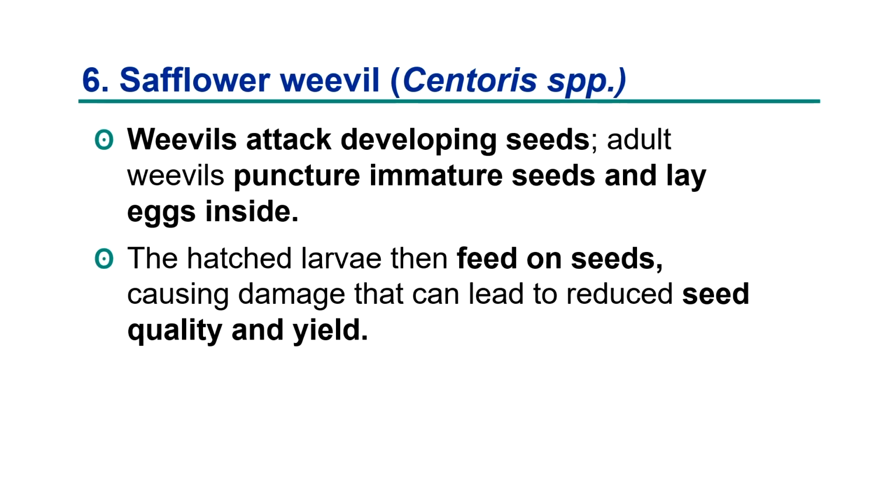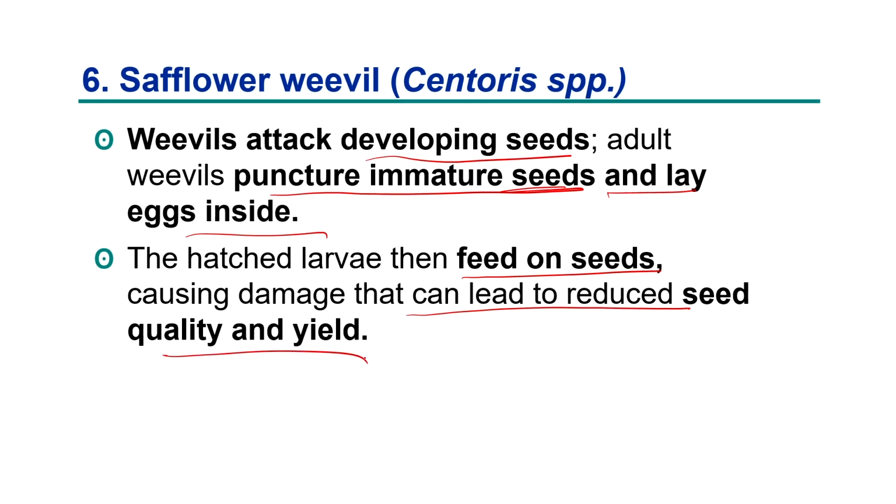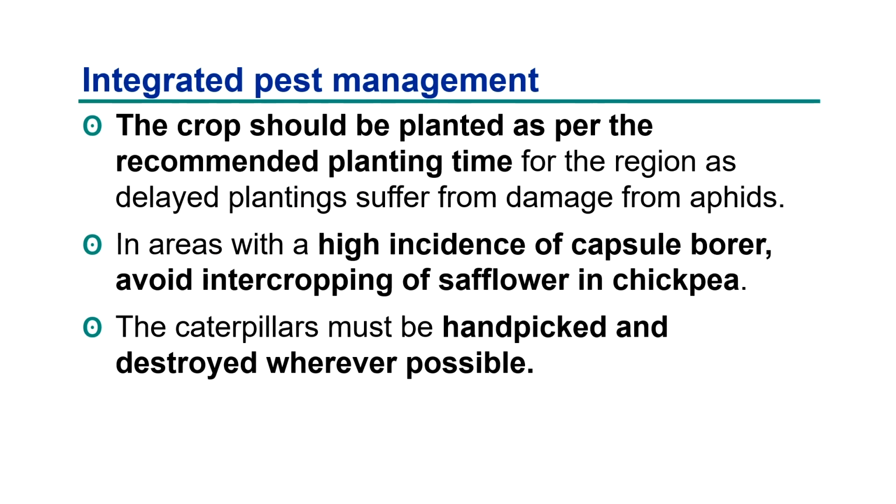Next important insect of safflower is safflower weevil. So weevils attack developing seeds. Adult weevils puncture immature seeds. They can make punctures or holes in the immature seeds and lay eggs inside. The hatched larvae then feed on seeds, causing damage that can lead to reduced seed quality and finally reduced yield. So overall you have seen there are a number of insects, say 5 to 6, and there can be many more also, and they are doing a lot of damage.